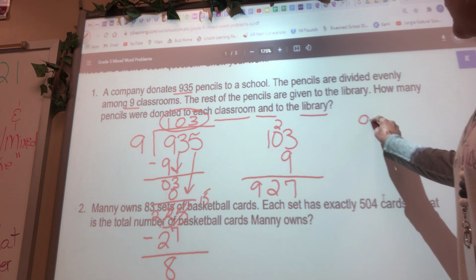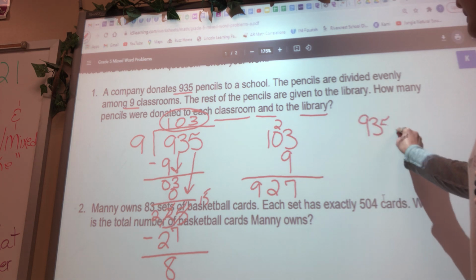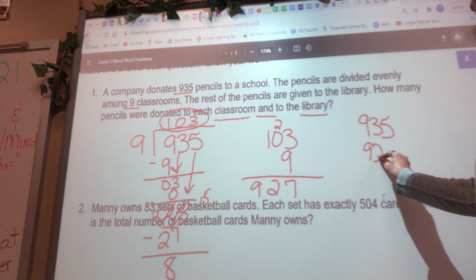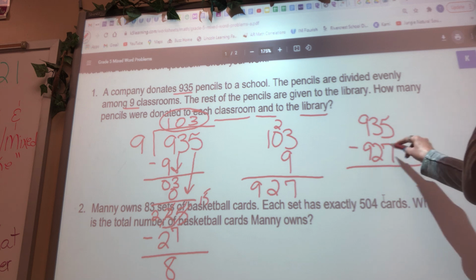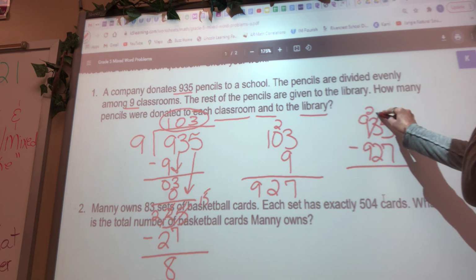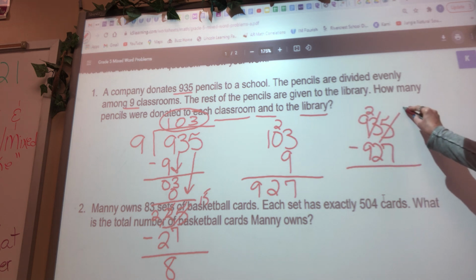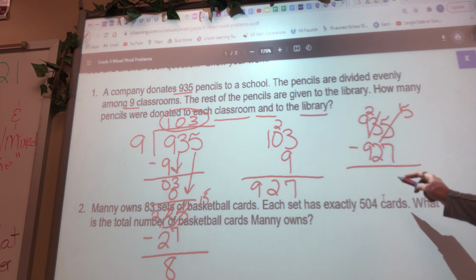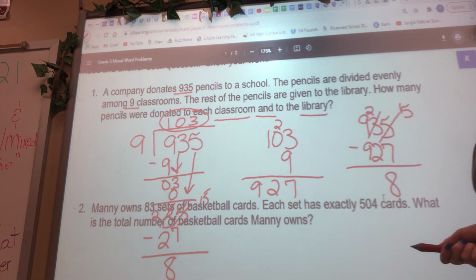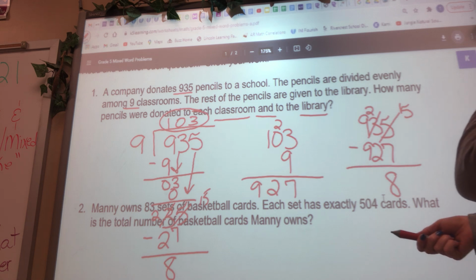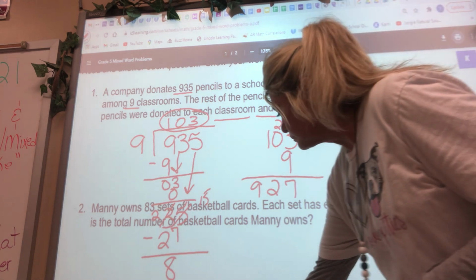And if they had 935, and we subtract the 927, we should come out with the same remainder that we came out with when we worked our problem. So can't do that, have to borrow. Borrowed a whole multiple of 10, and 15 minus 7 is 8. Okay, so they sent 8 pencils to the library.